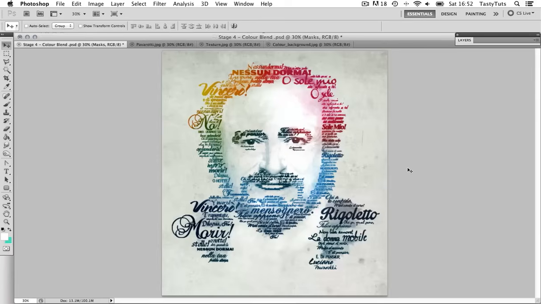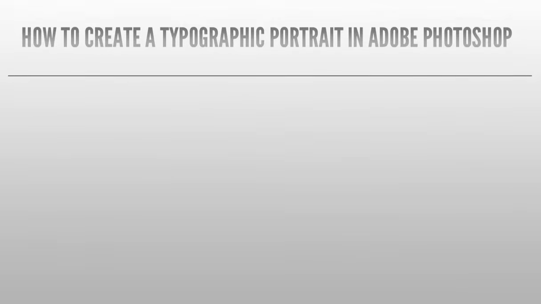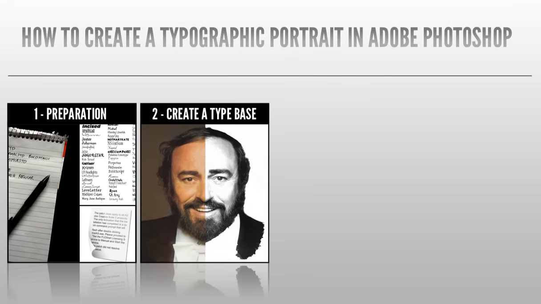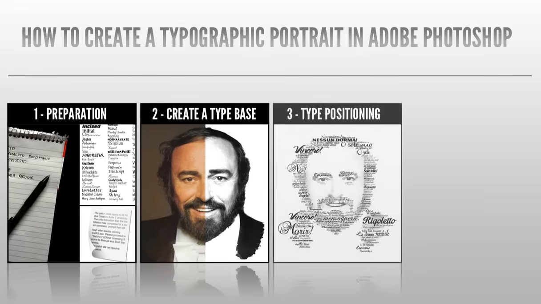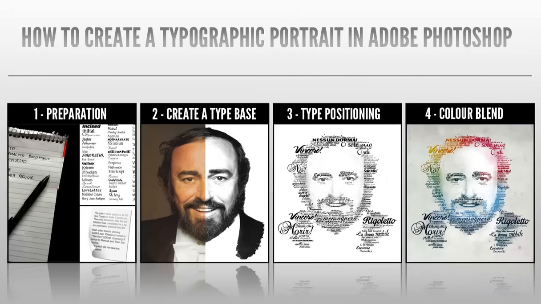To make it easy for you to understand and follow along, I have broken the entire tutorial down into 4 specific stages. Stage 1, preparation. Stage 2, create a type base. Stage 3, type positioning. And stage 4, color blend. If you stick to these steps, you too can create something you will be happy with, and it should not be too difficult.